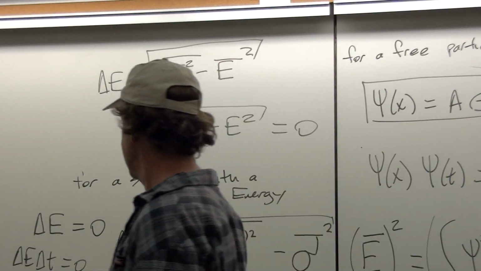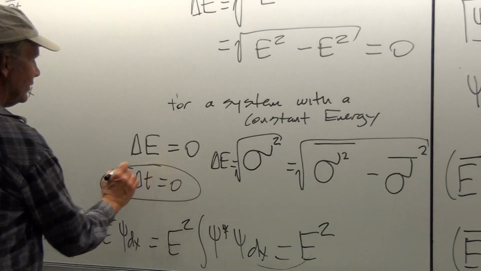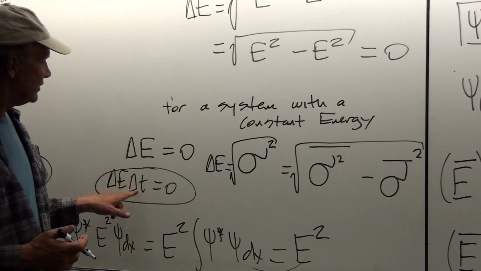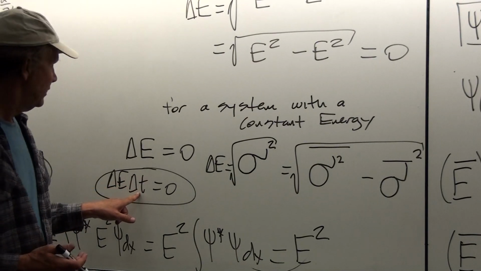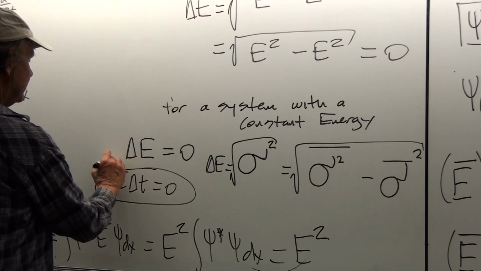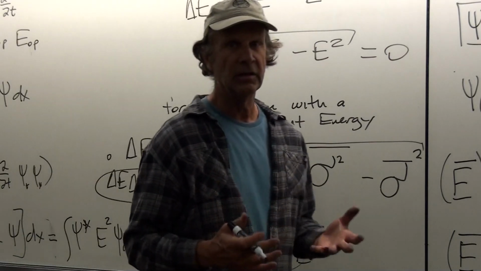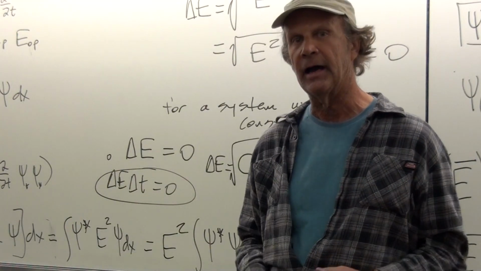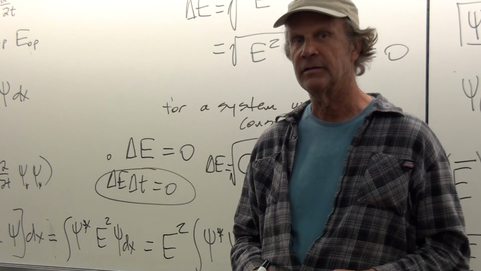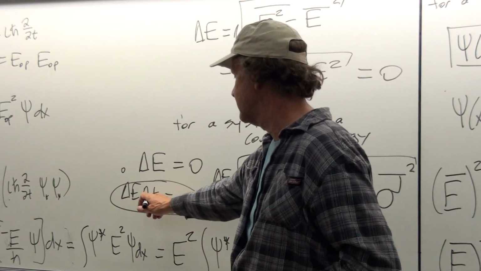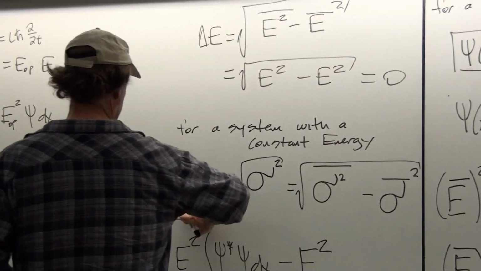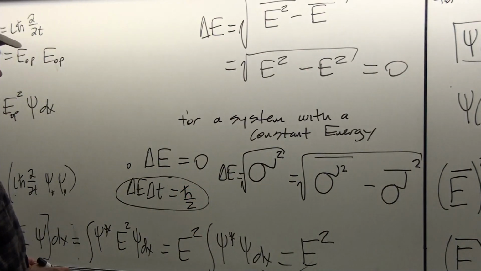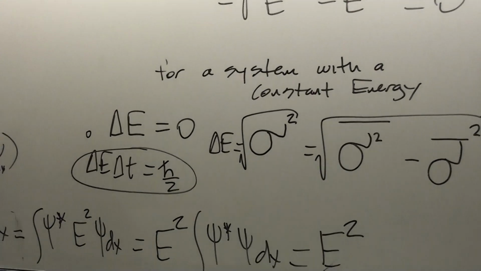If it doesn't ever change its energy, then is it violating the uncertainty principle to say that I know the energy perfectly? The answer is no, as long as delta t is infinity. So if delta E is 0, then that doesn't violate the uncertainty principle by knowing the energy exactly, as long as I can say that for all time, the energy is known to be that value. And so that means that delta t is infinity, and so that allows this to still satisfy the uncertainty principle of delta E delta t equaling h bar over 2.